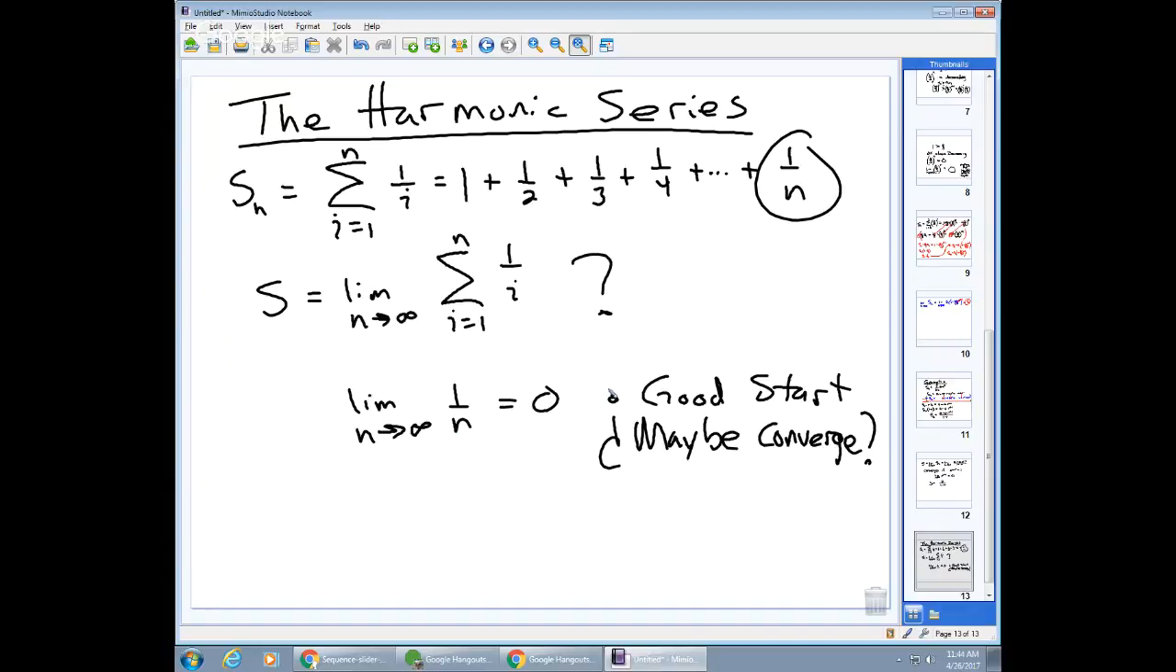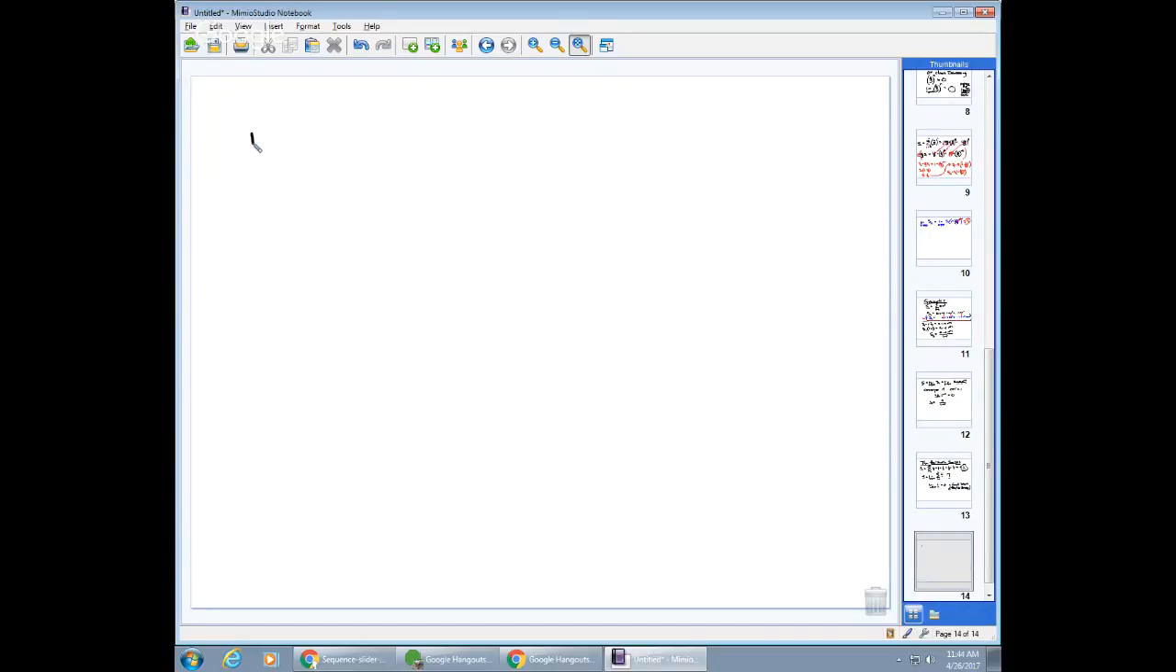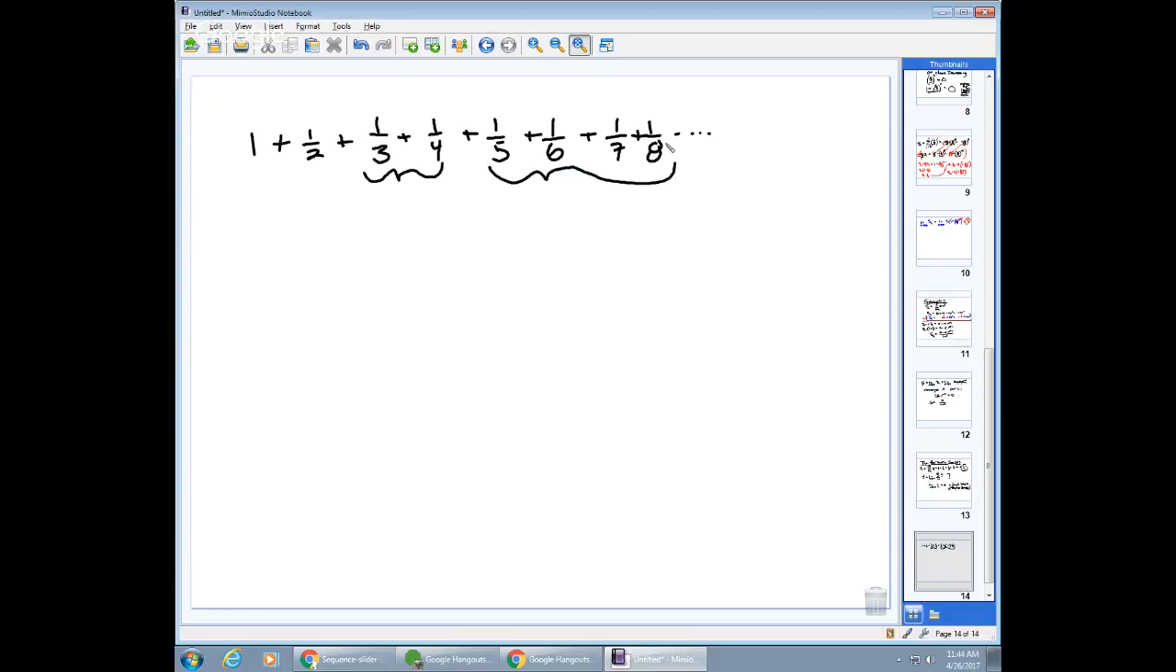So we're going to put a little trick here. I'm going to list out some more of these terms. We've got 1, then 1/2 and 1/3, 1/4, 1/5, 1/6, 1/7, 1/8, and they just keep going and going and going. I'm going to group these things. I'm going to put those two together, and I'm going to put those two together. And then I'm going to say, what if I rewrote this, compared it to a different sequence?